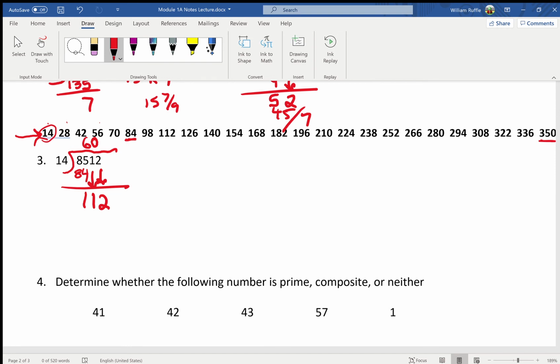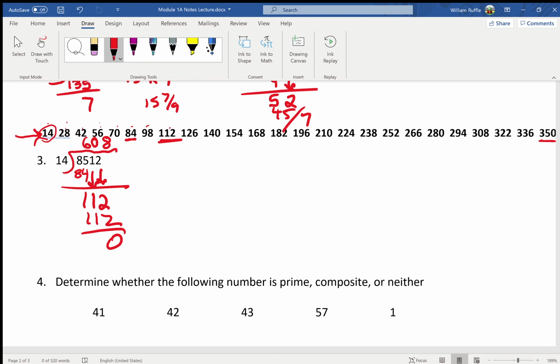So I'm looking for 112. Oh, look at that. It's right there. It's on there. So 1, 2, 3, 4, 5, 6, 7, 8. So it actually goes in 8 times. 112, 0 left over. It goes in evenly. Alrighty, now we're going to be doing a little bit of long division here. In 1C, we'll be doing a little bit more, but this is a good start on it to practice. But again, use your multiplication chart.